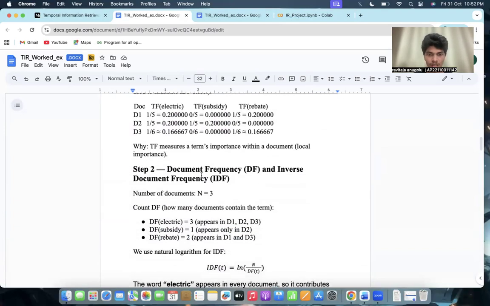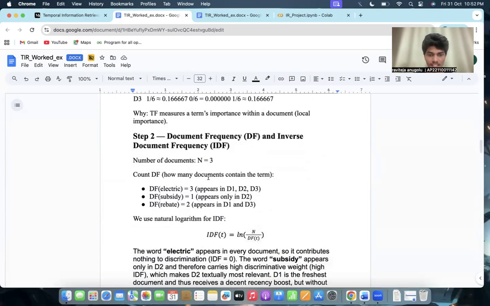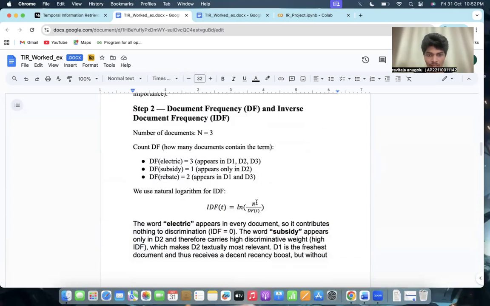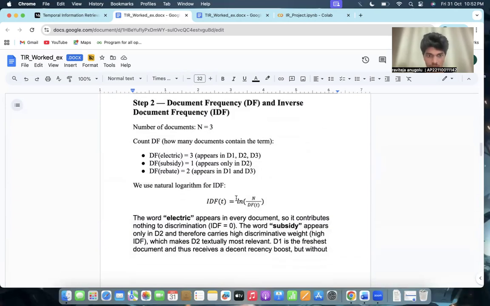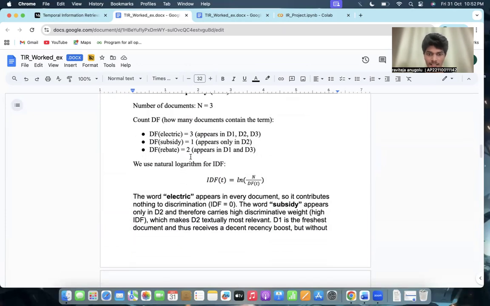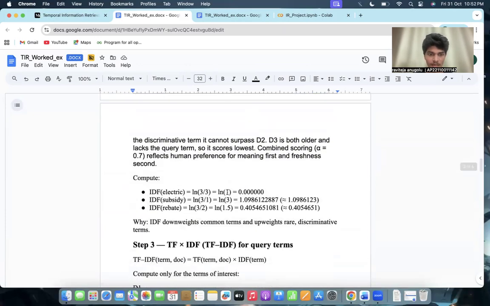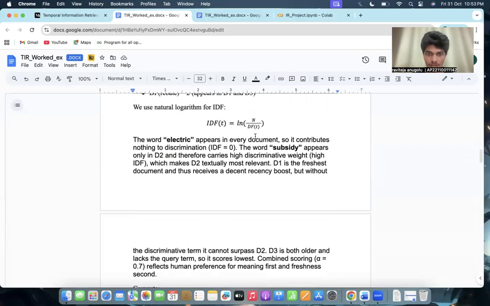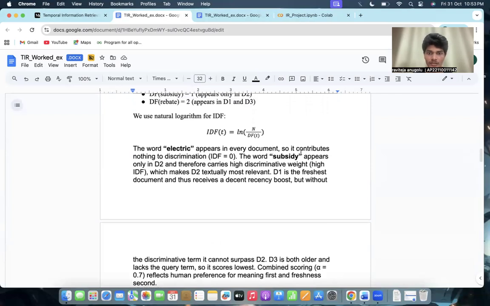Moving on to the next step, the IDF values will be calculated using the formula IDF equals log of capital N by DF of T, where capital N represents the number of documents, that is D1, D2, and D3. DF of T represents the number of documents containing the term. The word electric appears in every document, so it contributes nothing to discrimination, that is IDF equals 0.